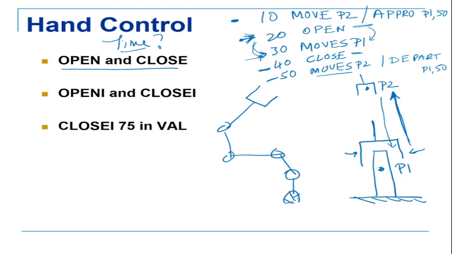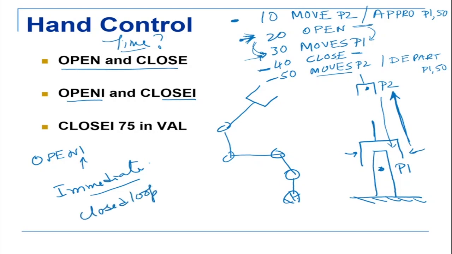Now, to avoid this situation, this command open I is there and close I. Open I means open I, where I means immediate. Okay, so this is also a closed loop command. Which means that the compiler will first execute this, and it is in closed loop, so only after it has opened, then it will go to the next line. In terms of close, it is first going to close the gripper, and after it is completed, then only it will go to the next line. Otherwise, it won't go. Okay, so open I and close I are closed loop commands, and they are used for catching objects, when you are catching an object and when you are departing from it.